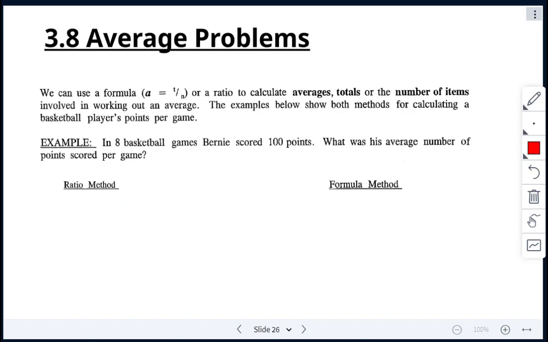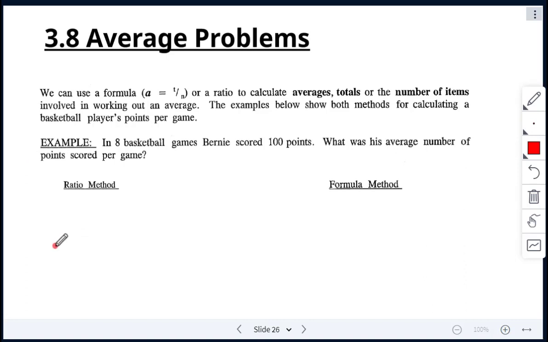Okay, so next we're looking at 3.8, which are the average formulas. Here again, you can use a ratio method to calculate these kinds of problems, but there is also a formula given here, which is A equals T over N. So A is average, T is total, and N is the number of items that are involved in working out the average. So let's take a look here at our first example.